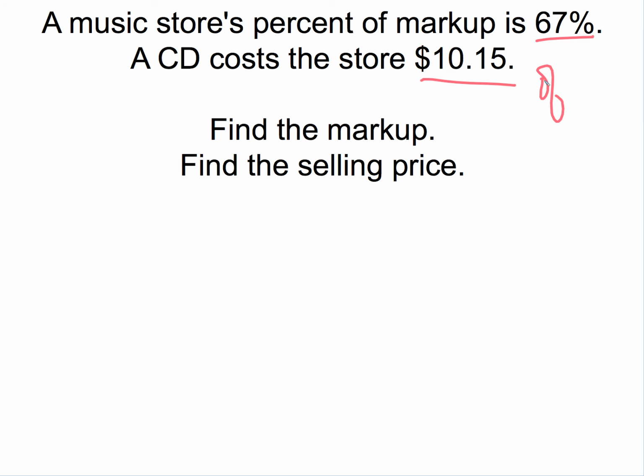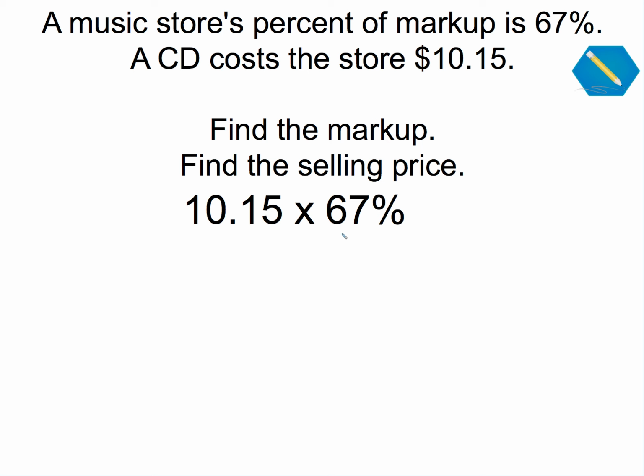Now remember, when you're talking about "of" in math, it means multiplication. So we need to multiply $10.15 times 67%. If you type it in your calculator like this, you have to put that percent symbol. Otherwise, if you don't put the percent, you need to change 67 to a decimal. Remember, the decimal's at the end, and you need to move it 2 spaces to the left. So that would be the same as multiplying by 0.67. You don't have to do both of these. Either do the percent symbol or change it to a decimal.